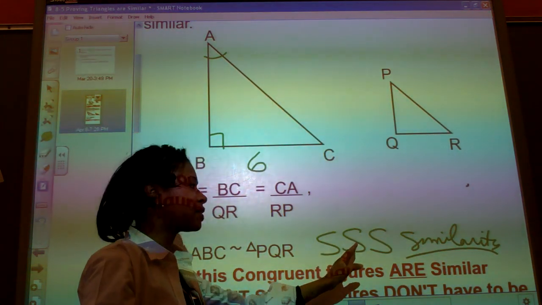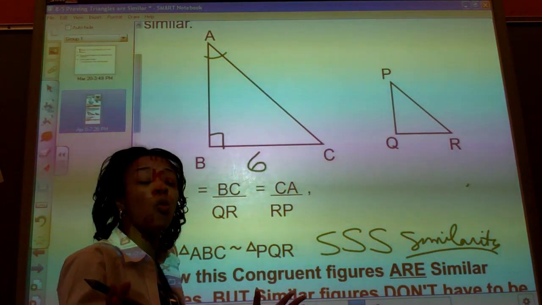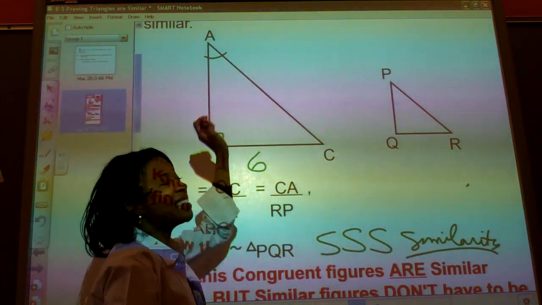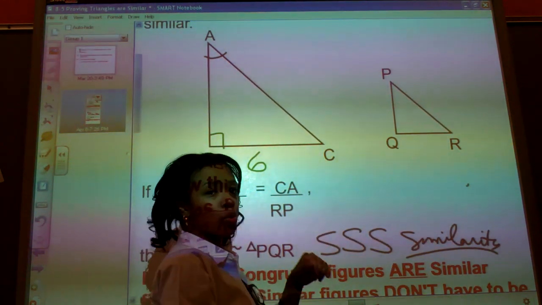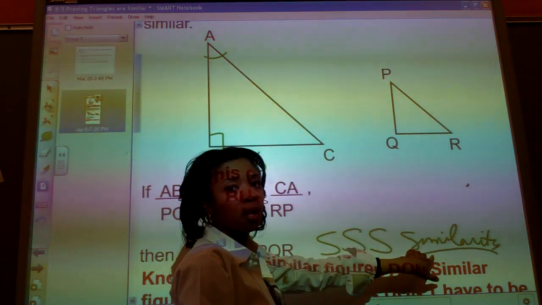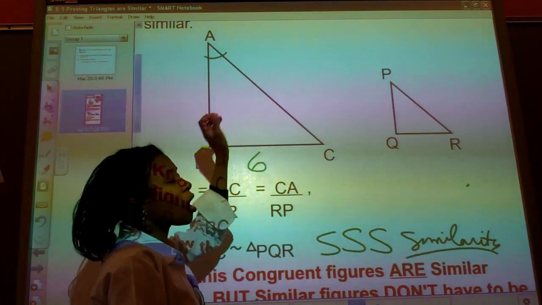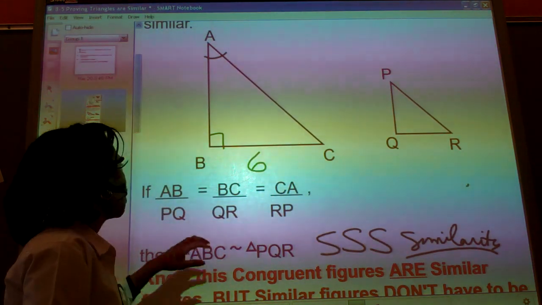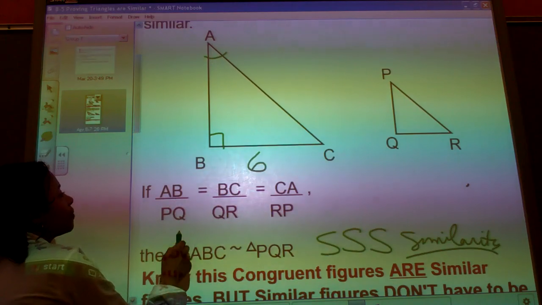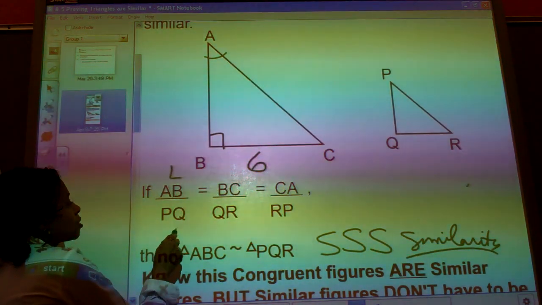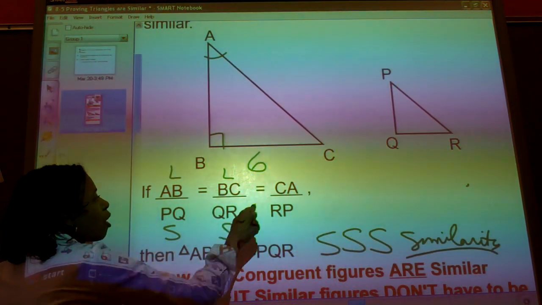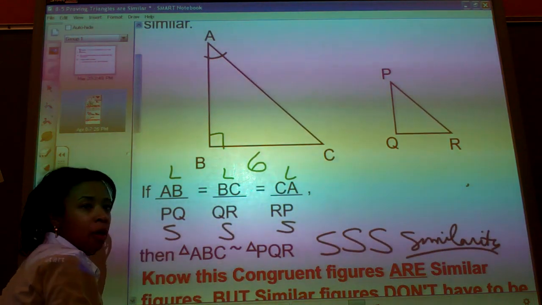If you only put side, side, side, I'm thinking you're talking about the old one where it means the sides and the angles are congruent. But when I say side, side, side, similarity, that automatically means that I'm just saying that the sides are proportional to one another. And notice what I did. I did the large triangle compared to the small. The large over the small.